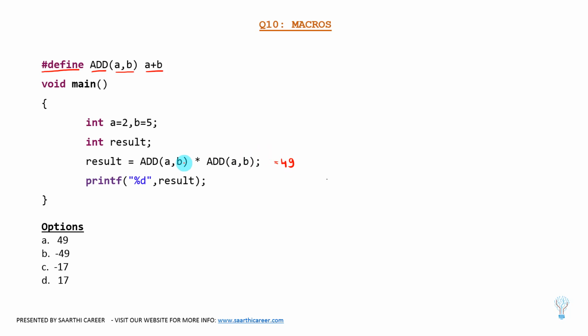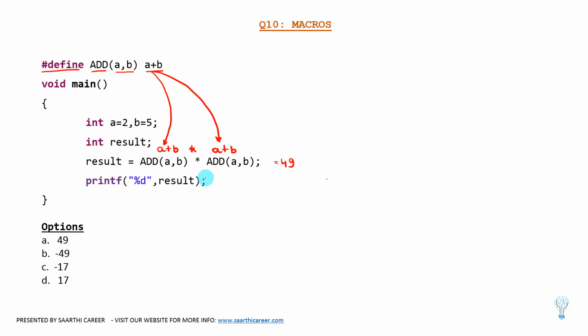So like we just said, whenever the name of the macro is seen, the exact same piece of code is replaced where the name of the macro is. So A plus B and then multiplied by add A comma B. So we just replace it with the exact same block of code.